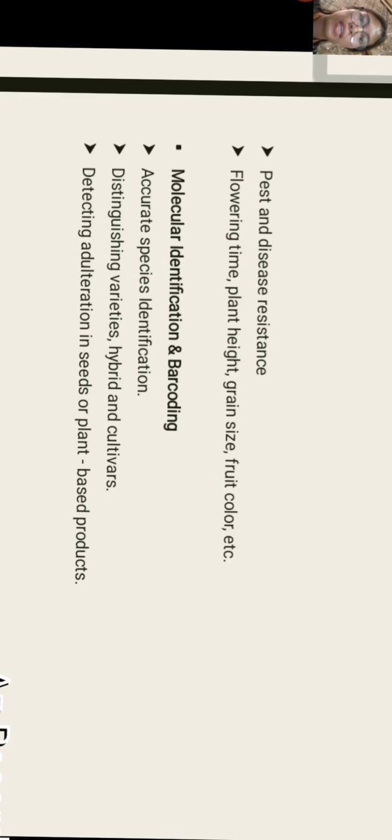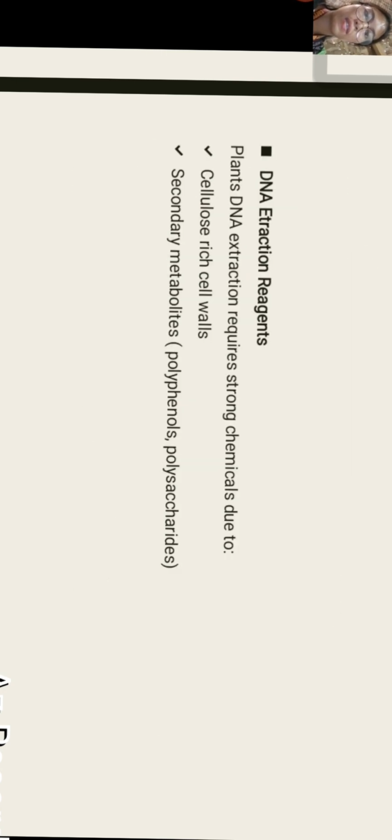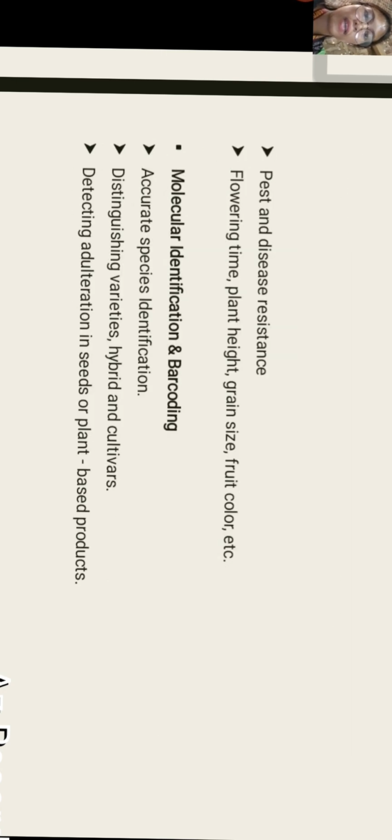Next is distinguishing varieties, hybrids, and cultivars. Means even if two plants look similar, it can show which variety or hybrid they belong to. Next is detecting adulteration in seed or plant-based products. Means DNA barcoding can check if a product or seed is pure or mixed with something else.